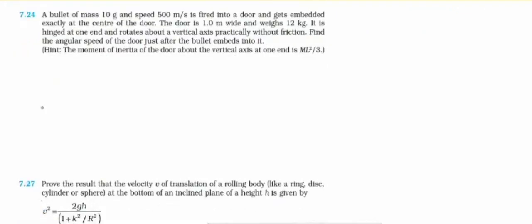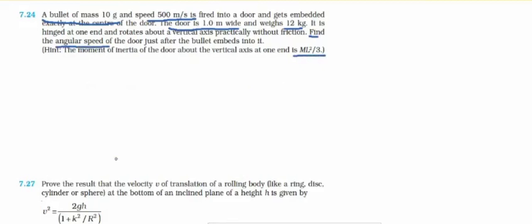A bullet of mass 10 gram, speed 500 meter per second, gets embedded exactly at the center of a door. The door is 1 meter wide and weighs 12 kilogram. Find the angular speed of the door, omega of the door. The moment of inertia of the door is given as ml square by 3.